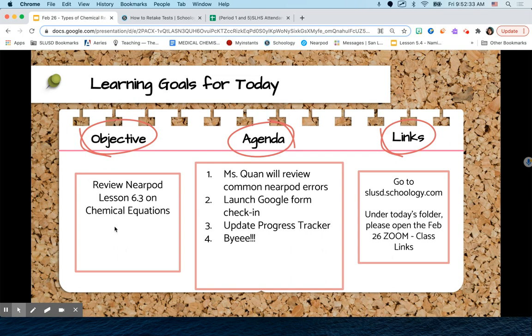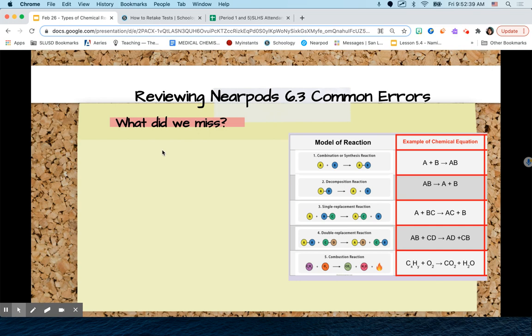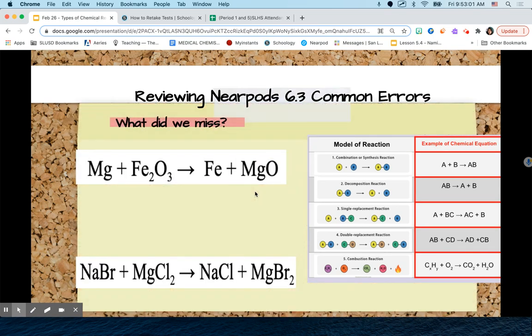So our learning goal for today is to go over Nearpod lesson 6.3. So as we're going over Nearpod lesson 6.3, if you got kind of stuck with some of the problems, which I noticed a couple people have, I'm just going to go over a couple of tips of how to identify which one of these 5 types of reactions we're looking at when we're looking at a chemical equation. So, for example, if I'm looking at this one or this one, I need to identify which one of these 5 chemical reactions it could be.